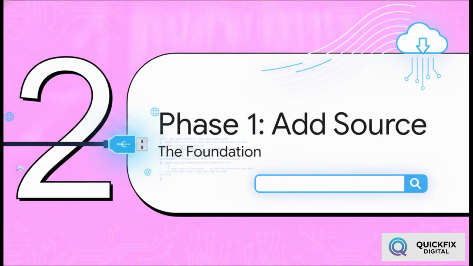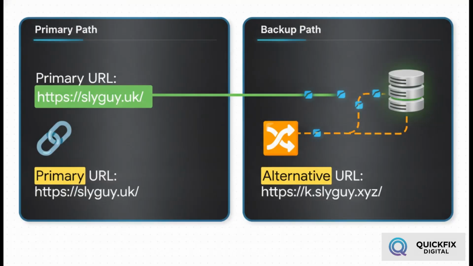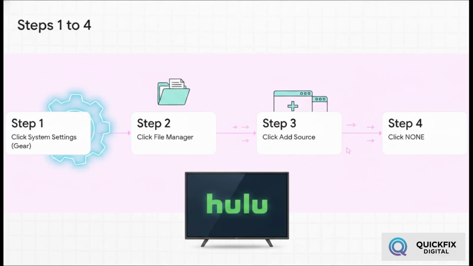Section 2, Phase 1, adding the source URL, the foundation. Let's jump in and see how this builds. What's really interesting here is that Wireless Shack actually provides us with two different paths. We've got the primary URL at slyguy.uk and an alternative URL at k.slyguy.xyz. This is incredibly helpful. In the world of third-party repositories, servers crash or get overloaded all the time. So having a backup option right out of the gate is a real game changer. If that primary link just isn't connecting for you, you simply swap in the alternative link and keep moving without missing a beat. All right, let's start the clock on our 19 steps.